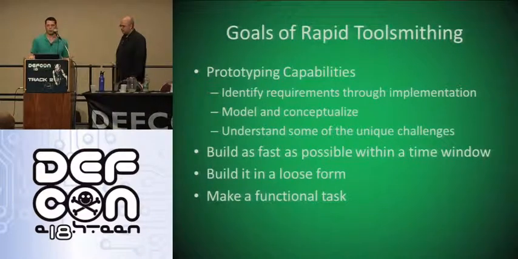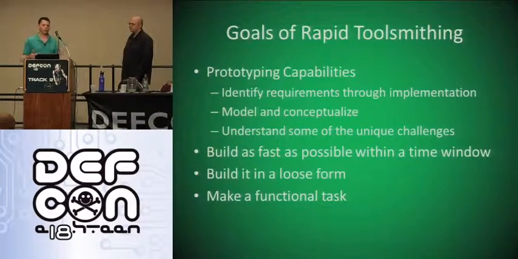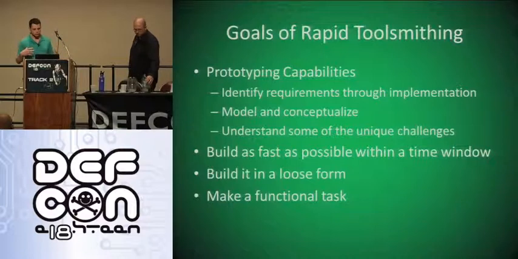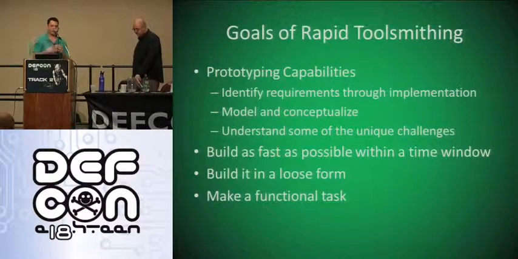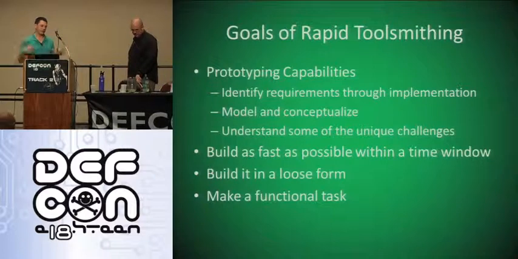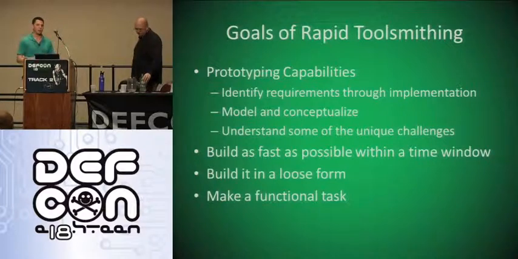So really what we want to talk about is rapid prototyping, especially in time box windows. When we talk about toolsmithing, we're talking about prototyping capabilities. We're talking about saying, I'm on a time box pen test, and I need a tool that does X and Y, and I need to model and conceptualize what I'm trying to accomplish. And then from that model and conceptualization, I'm trying to implement something so that I can get something useful out of it.